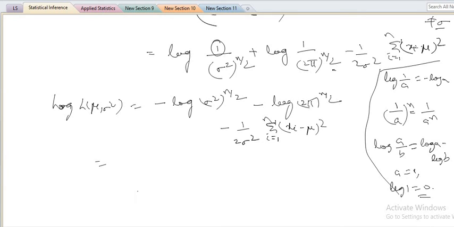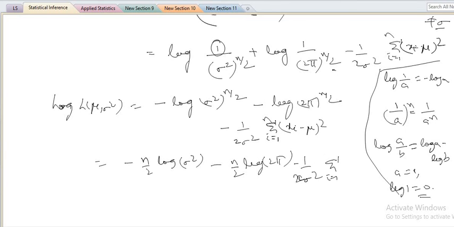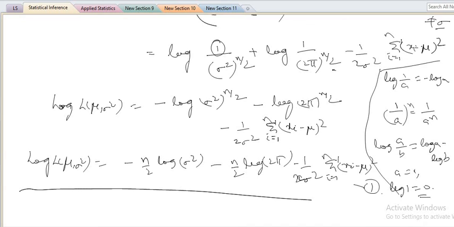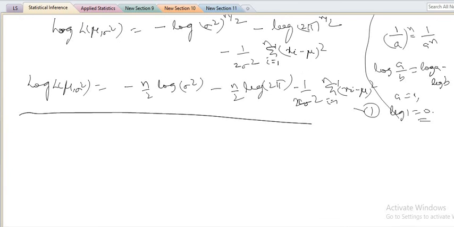Some more simplification is there. Log a power b is b log a, so log a power m is m log a. So minus n by 2 log of sigma square, minus n by 2 log of 2 pi, minus 1 by 2 sigma square summation i equals 1 to n of (xi minus mu) whole square. This is log of L of mu comma sigma square. Take it as equation number 1.